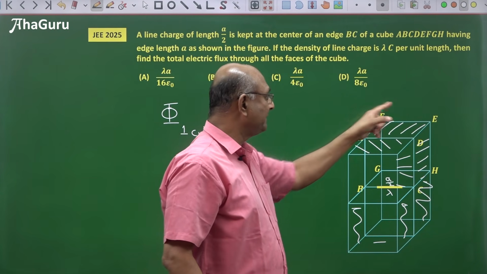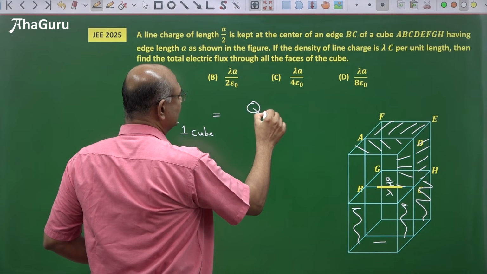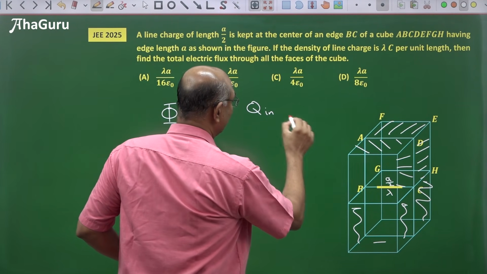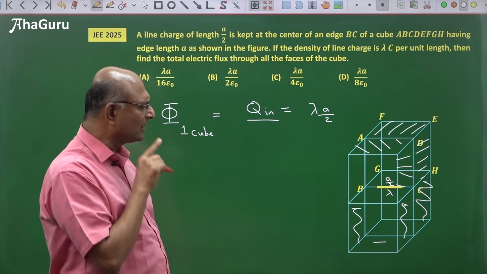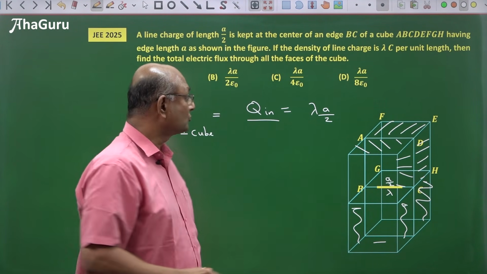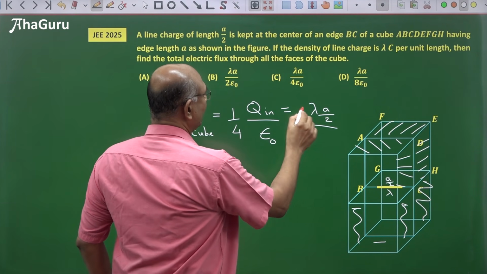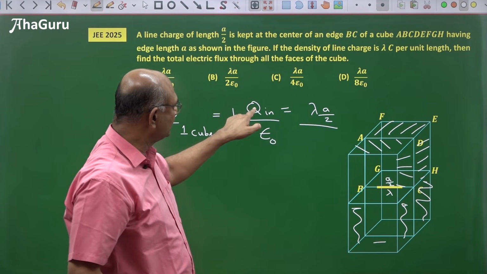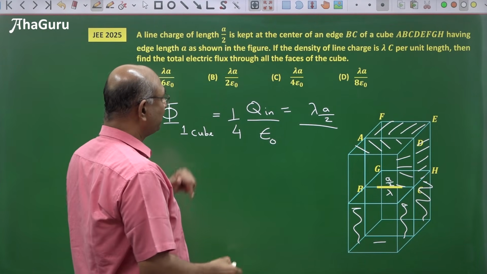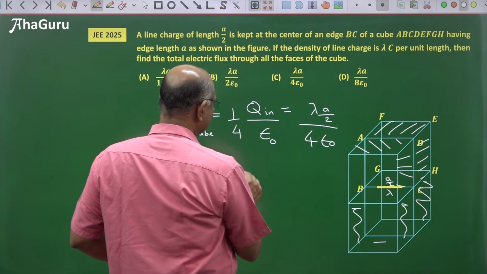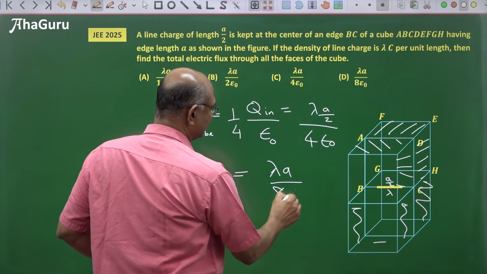Of course, we want A, B, C, D, this particular cube will be equal to the charge inside, which is actually lambda into a by 2, divided by epsilon naught. Well, that will be for all the four together. So epsilon naught, 1/4 of it. So lambda a by 2, this charge inside is lambda a by 2 because the length is a by 2, divided by 4 epsilon naught. How much is this? Lambda a by 2 into 4, 8 epsilon naught.